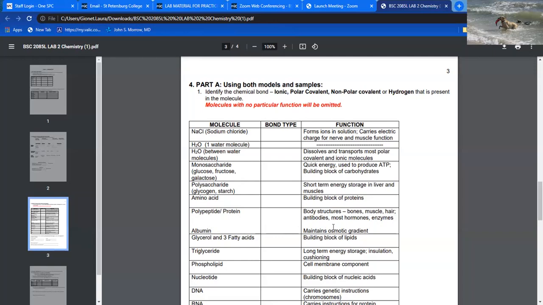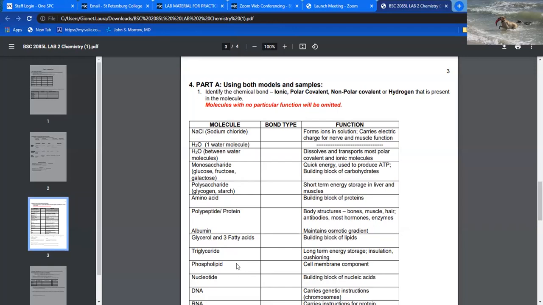Okay, albumin, we'll get to know this over and over again, especially in AMP2. It maintains an osmotic gradient in plasma, which is the fluid part of blood. All right, so proteins, all these proteins, polar covalently bonded. Okay, then we're moving on to a glycerol and fatty acids, non-polar covalently bonded. It's the first non-polar building block of lipids, and a triglyceride, non-polar covalently bonded, functions as long-term energy storage, insulation, and cushioning. Then we go to the phospholipid.